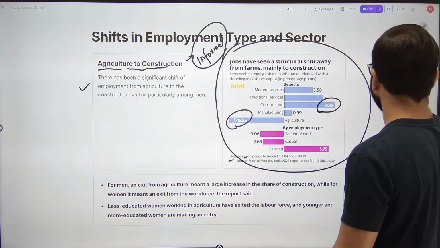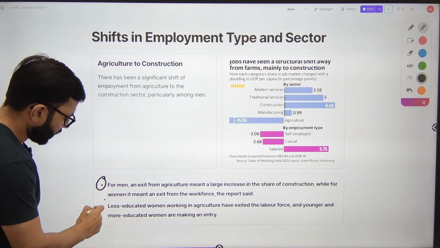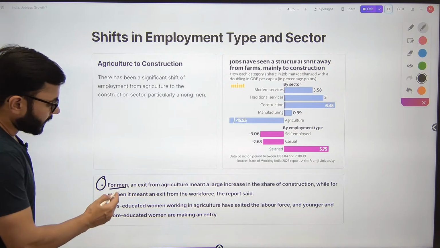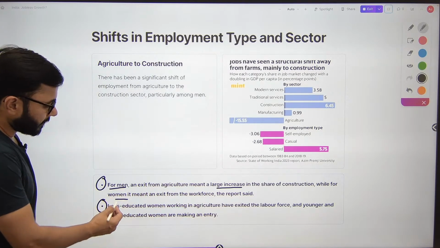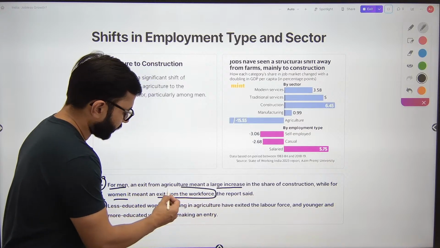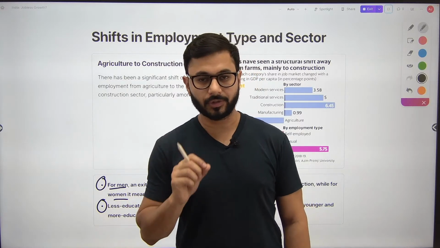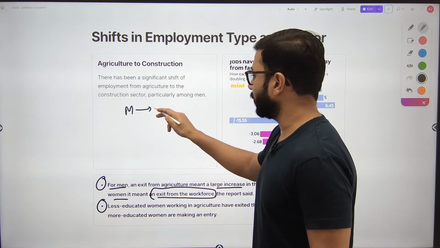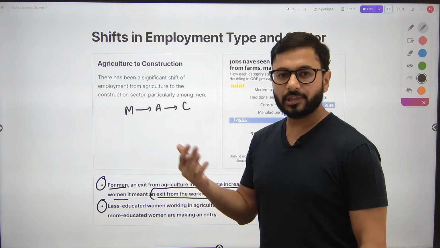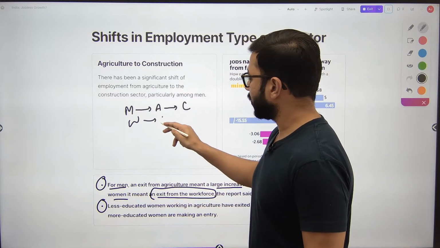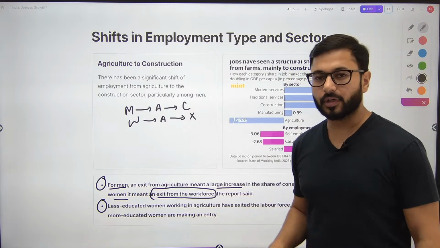दूसरा कंक्लूजन जो यहाँ मेन और वेमेन से रिलेटेड है, ये तो आपको समझ आ गया होगा. ओके. For men, an exit from agriculture meant a large increase in the share of construction, while for women, it meant an exit from the workforce. Now, what has happened here? Men have moved from agriculture to construction largely as per the report. We're sticking to the report. Some other report might say something else. Whereas women who were involved in agriculture now largely have become unemployed. They moved out of the workforce itself.